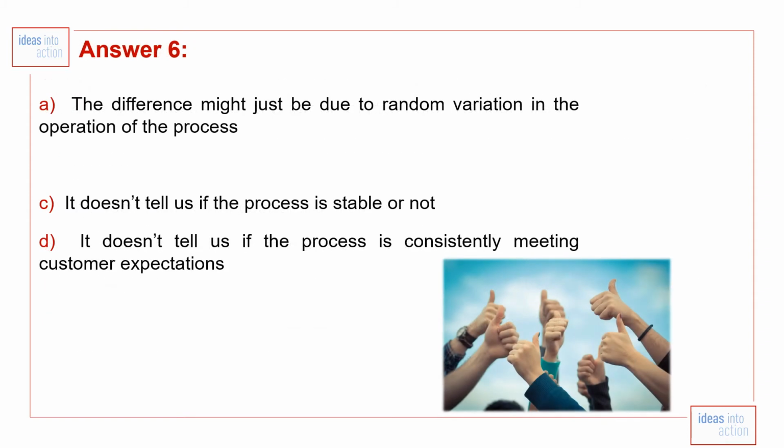Moving on to the answer to question 6 is A, the difference might just be due to random variation in the operation of the process, and option C, it doesn't tell us if the process is stable or not, and option D, it doesn't tell us if the process is consistently meeting customer expectations.